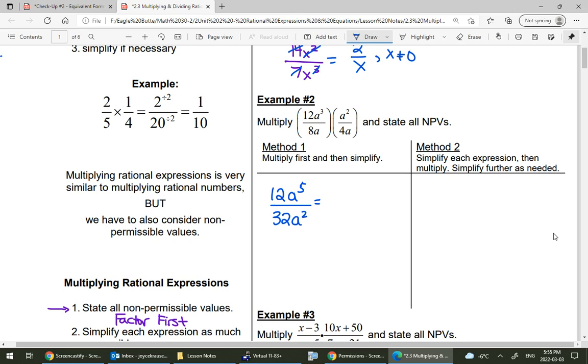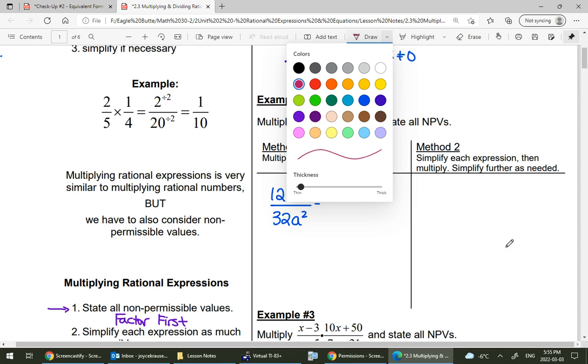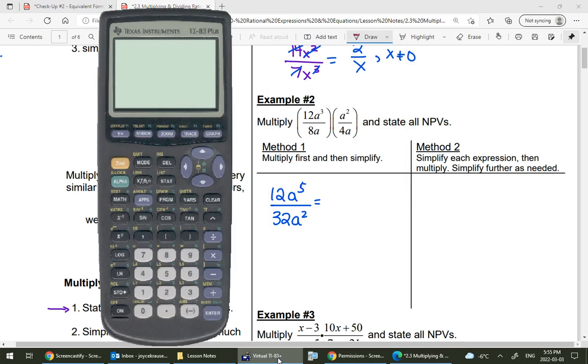Now, 12 over 32 can be reduced. I'm going to show you a little trick. If you've forgotten how to simplify fractions, you have this handy dandy calculator right next to you, and you can put it to good use. So 12 divided by 32, if we do math frac, it puts it into lowest terms for us. I'll show you that one more time. So 12 divided by 32, we hit enter, there's our fraction. There's our decimal. We want to leave this in fraction form as much as we can.